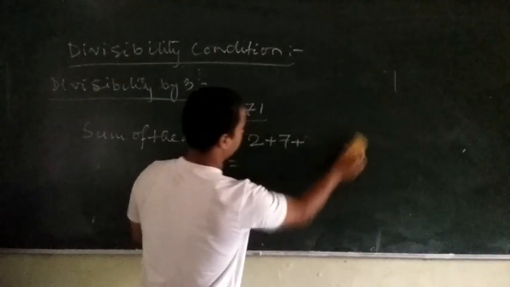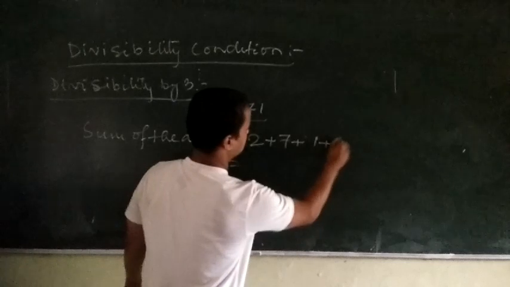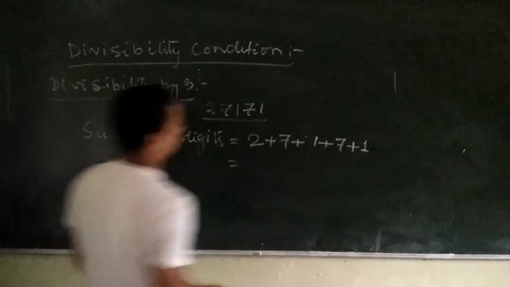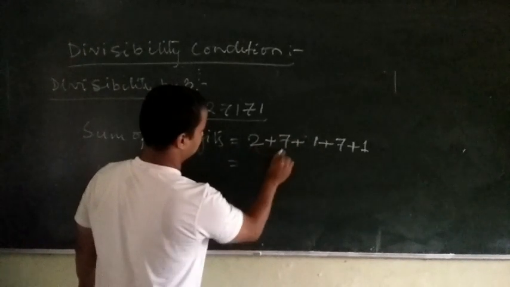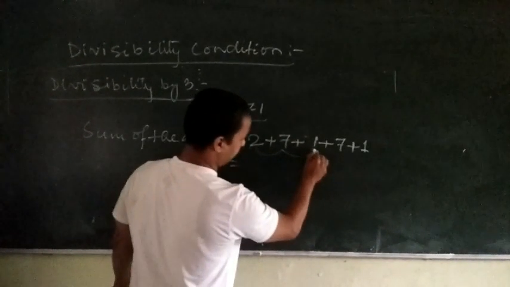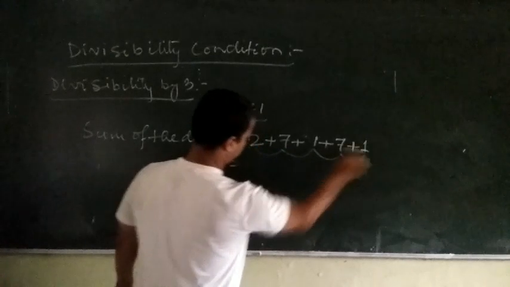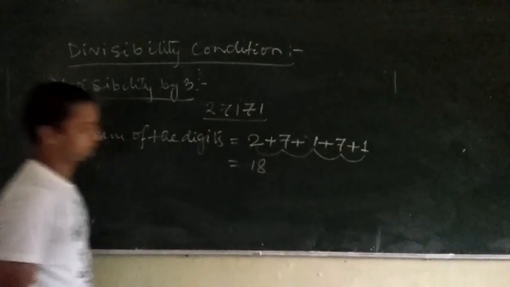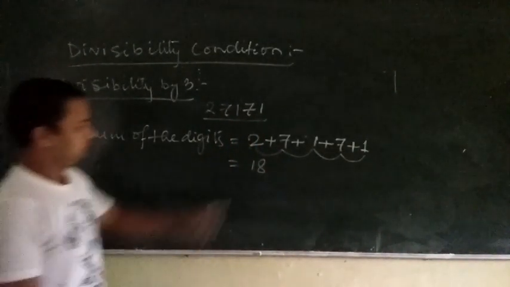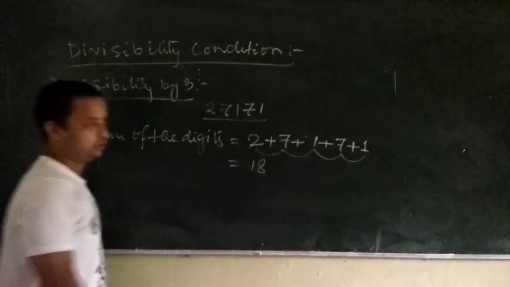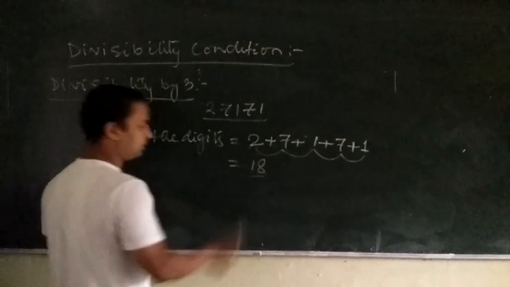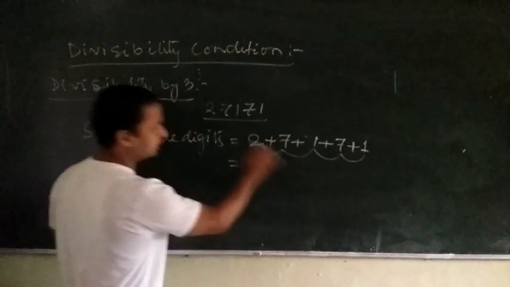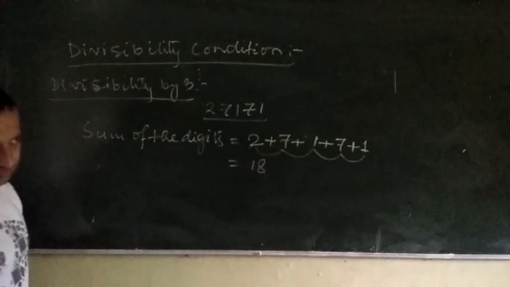2 plus 7 is 9, plus 1 is 10, 10 plus 7 is 17, plus 1 is 18. It is 18 we have got. Again you check whether it is a multiple of 3 or not.